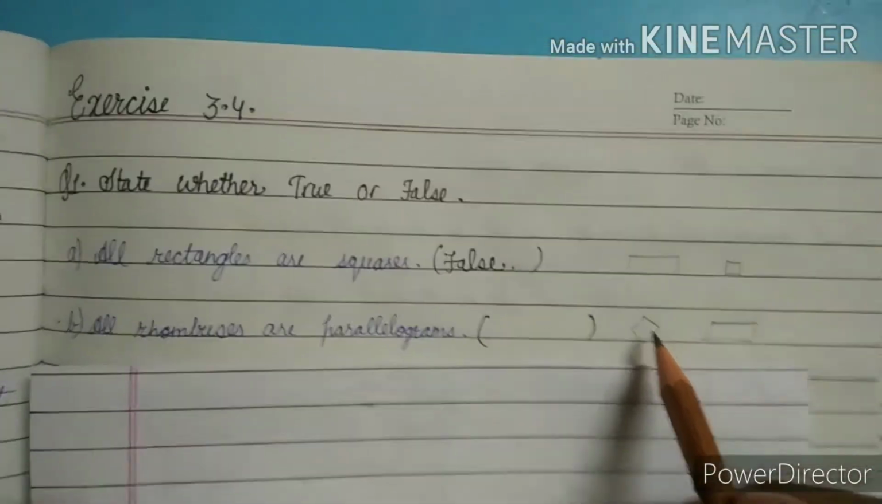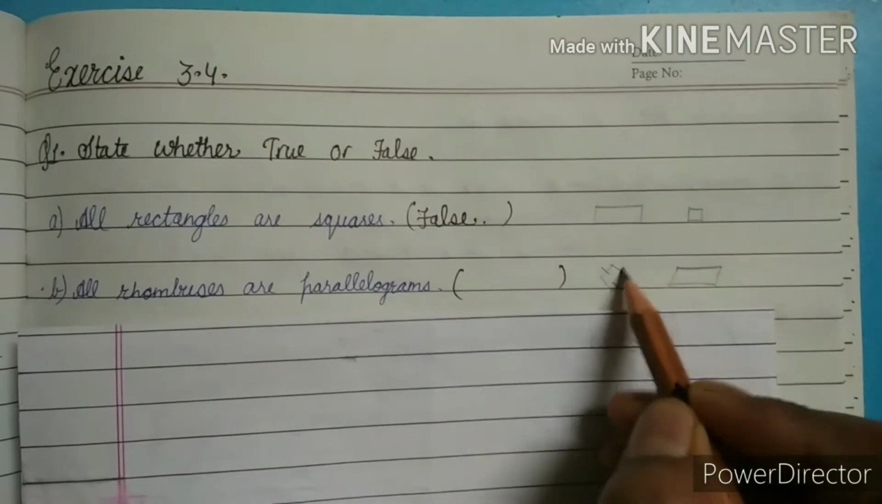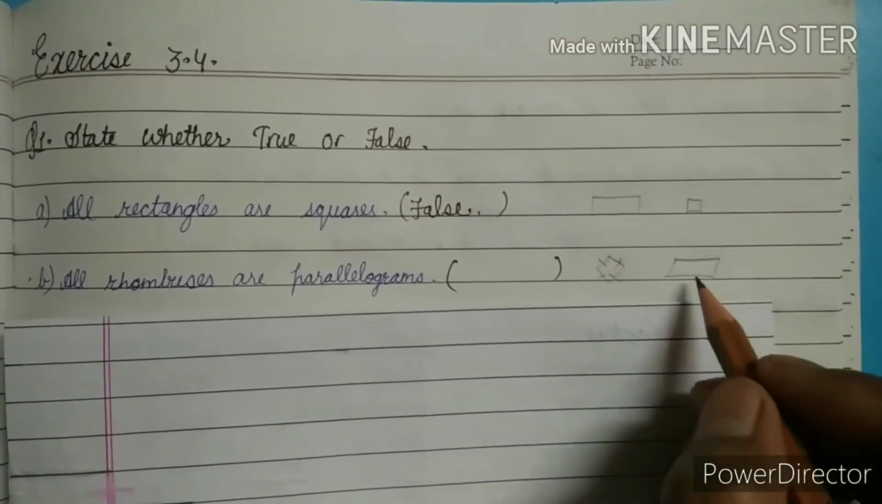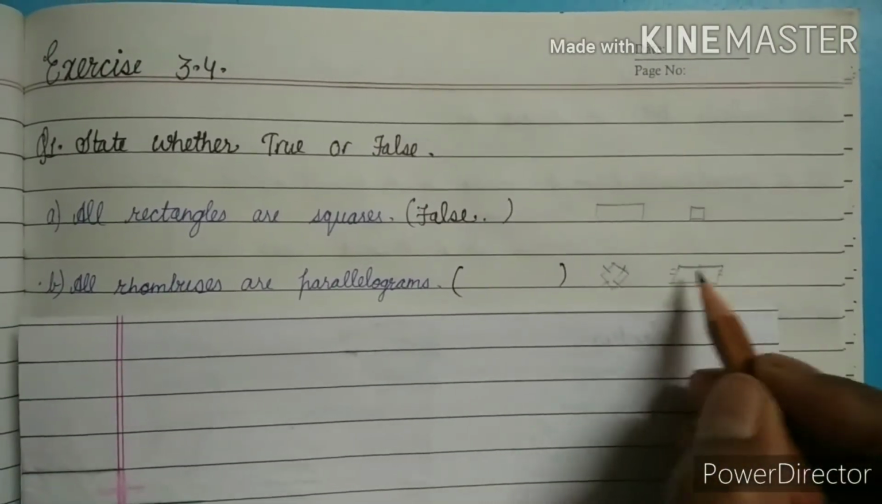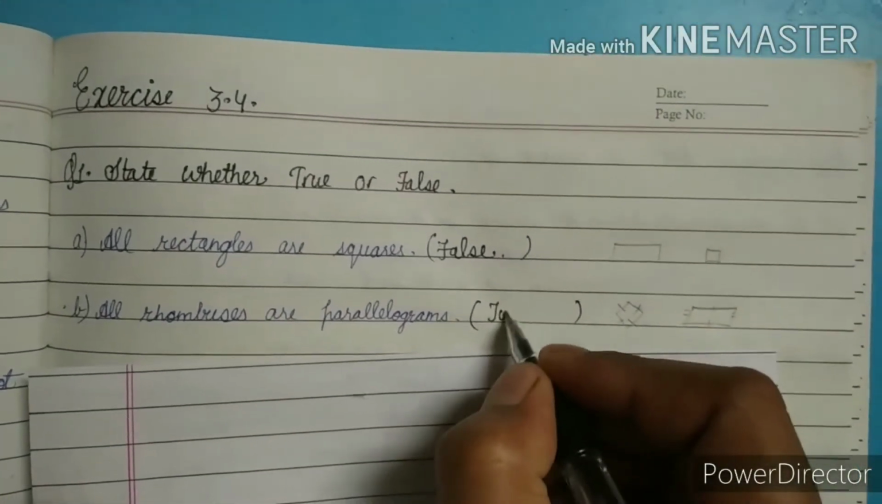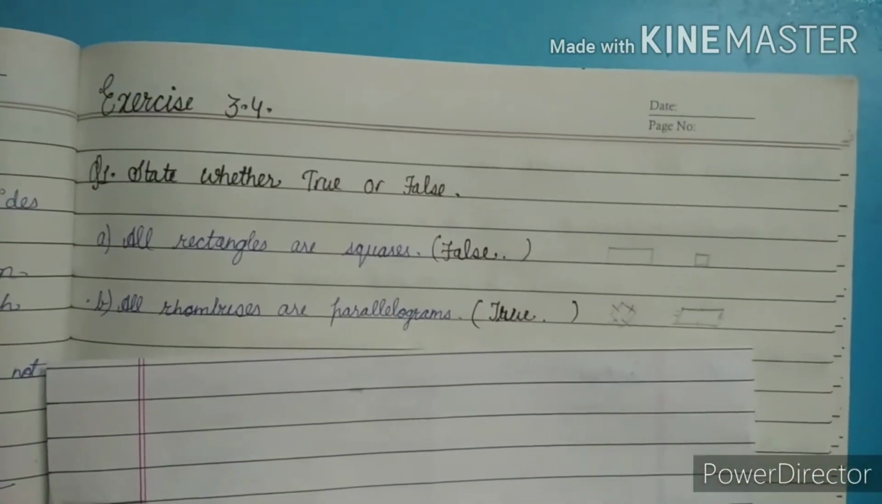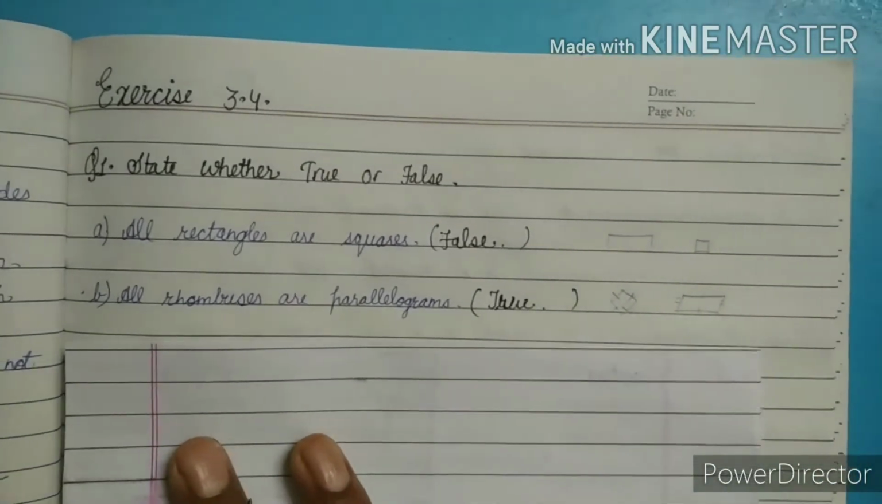The pairs of opposite sides are parallel to each other, and in the parallelogram also the opposite sides are parallel to each other. So its answer is true because they have sets of opposite sides that are parallel.